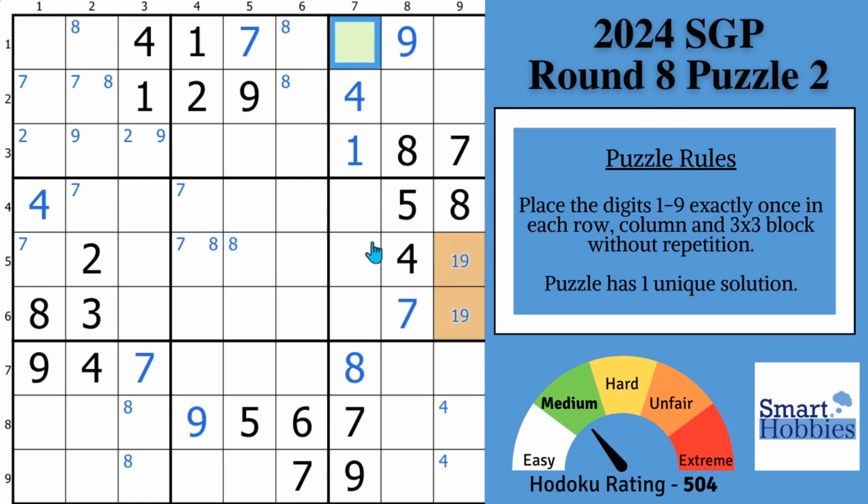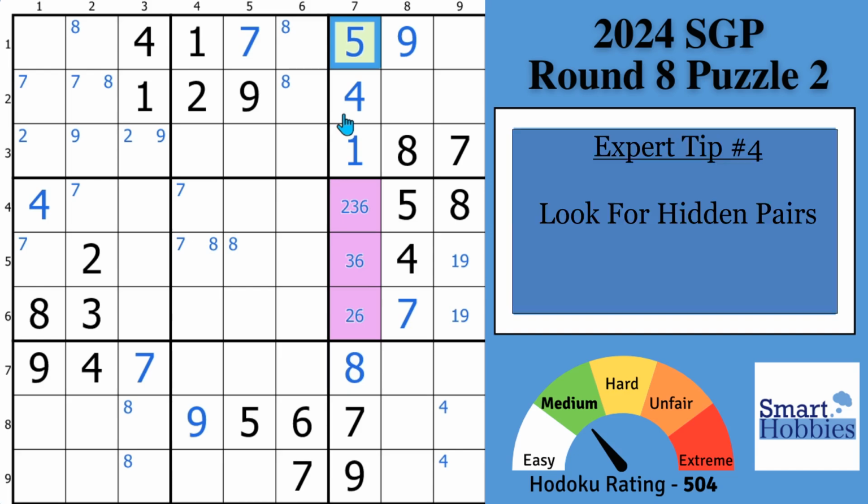And the reason why is because you can now figure out what's in these three cells. You have a 2, 3, and a 6. This can't be a 3. That can't be a 2. And so you have a hidden pair right here. This is actually now a locked triple and a naked triple of 2, 3, 6. So the only digit that you don't have in this column is a 5. And that's part of my tip number 4. Tip number 4 is to look for these hidden pairs.